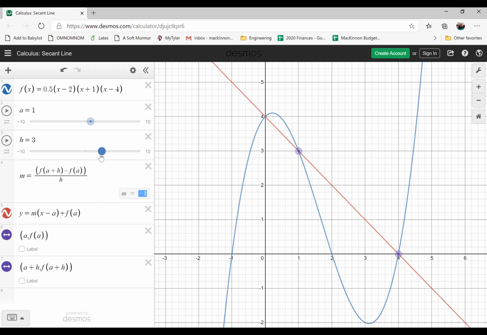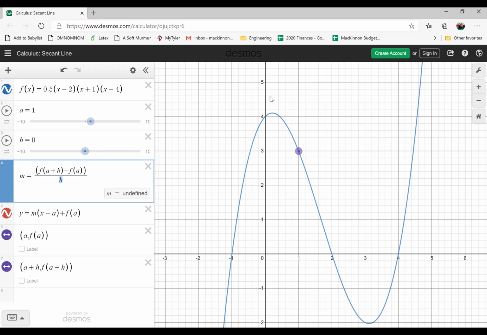As I start to mess with this h value, I see that I'm changing the rate of change between these 2 coordinate points, which makes sense because I'm changing where the points are. Now, as I take that h value and make it really, really close to 0, I'm getting closer and closer to finding the rate of change at the exact point. When h is 0.1, I'm really close. But when I make it 0, I've got a problem. I'm undefined because now I'm saying h is 0. Well, I can't divide by 0. So that's really what we're doing here.